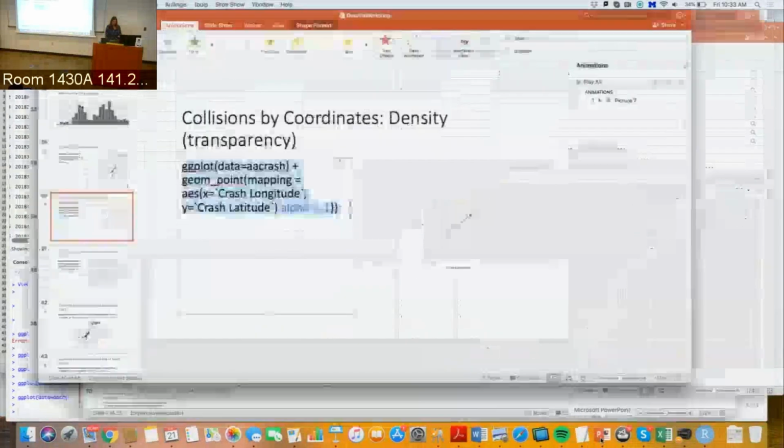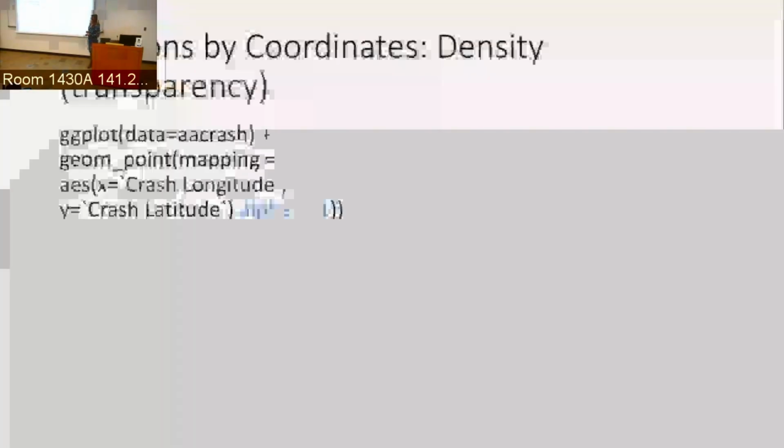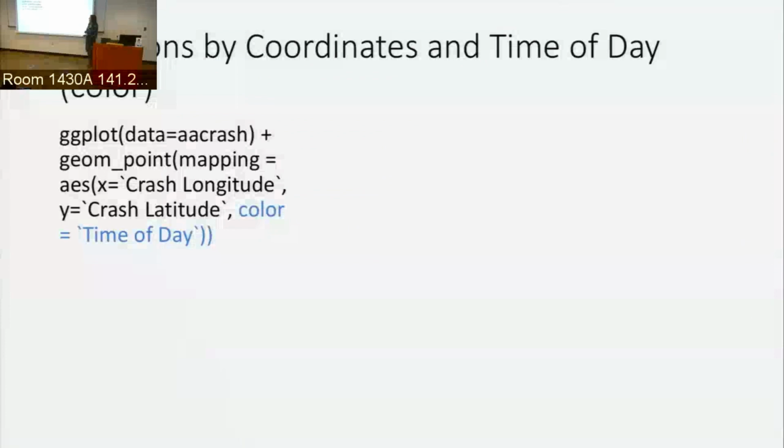All right, I'm going to go back to the slides now, and we're going to play with changing some other variables here with the XY coordinates. Okay, so now we're going to play around with color a little bit. And in this case, we are now not only plotting collisions in terms of the X and Y coordinates, we're now going to include time of day as another variable to map on to our data.